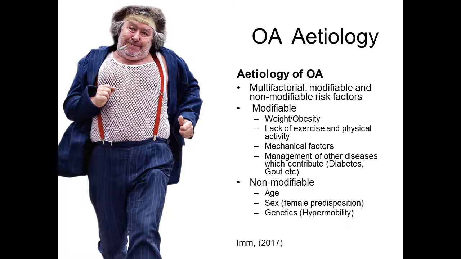So there are things that can be modifiable, and things that are non-modifiable. If you look at the modifiable factors that relate to osteoarthritis, things like weight and obesity, and we're going to look at that in more detail, lack of exercise and physical activity, mechanical and indeed biomechanical factors, which we'll obviously think about as podiatrists, and management of other diseases which contribute to secondary osteoarthritis. And non-modifiable factors, things like age, sex, and genetics. Again, we're going to look at all those in a little bit more detail.